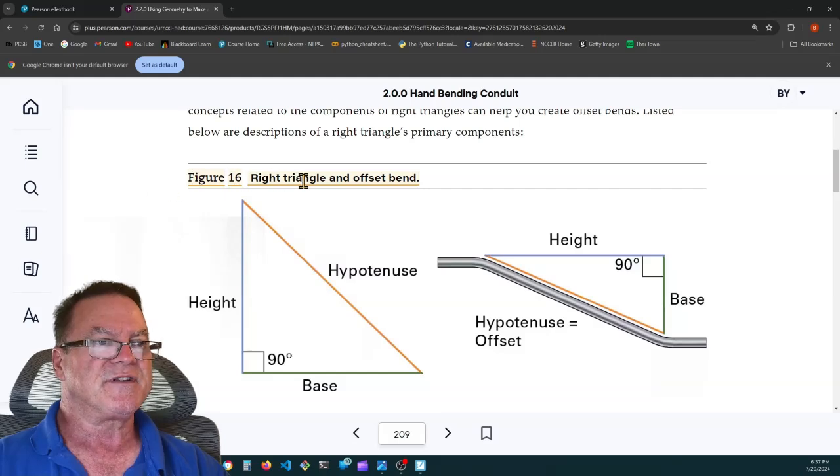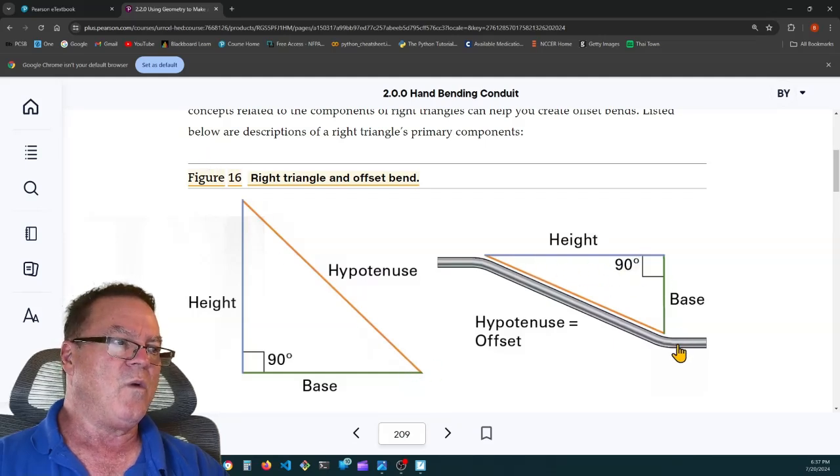So here's figure 16, right triangle and offset bends, and it's highlighted. So here's our right triangle. Here's the base of the triangle and the height of the triangle and the hypotenuse. I don't know why they would have drawn this up in the air. I never do that. I always leave the base on the ground, and then the height is the height of the offset. This triangle should have been drawn underneath our offset with the base and the height, because the height of the obstruction is what we're interested in.